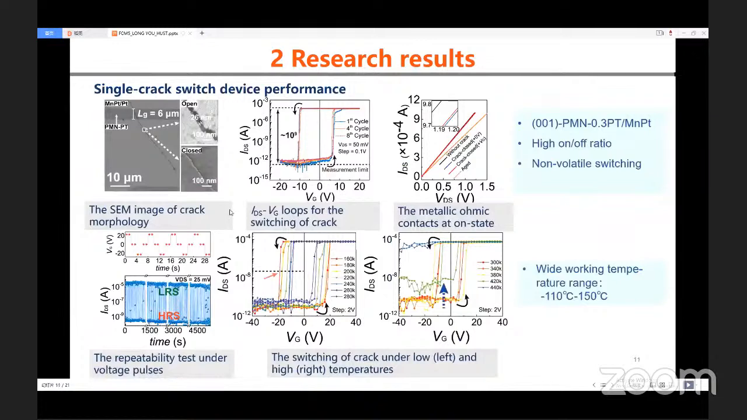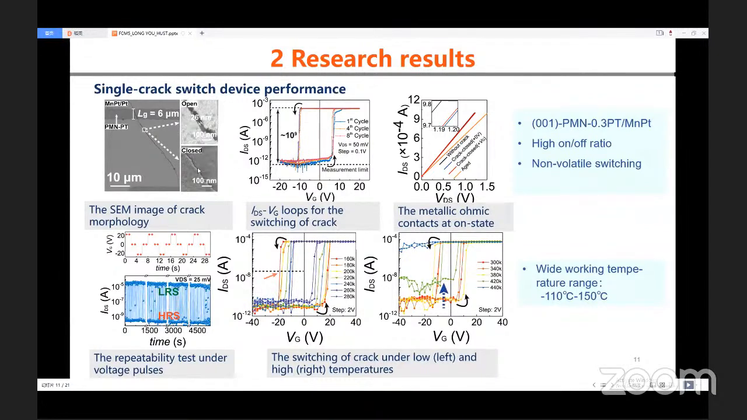In this work, we select PMN-PT single crystal as the ferroelectric material and a metallic thin film. From the IV curves, we can find that our device shows a high on-off ratio even at a small VDS, and also presents a non-volatile characteristic.